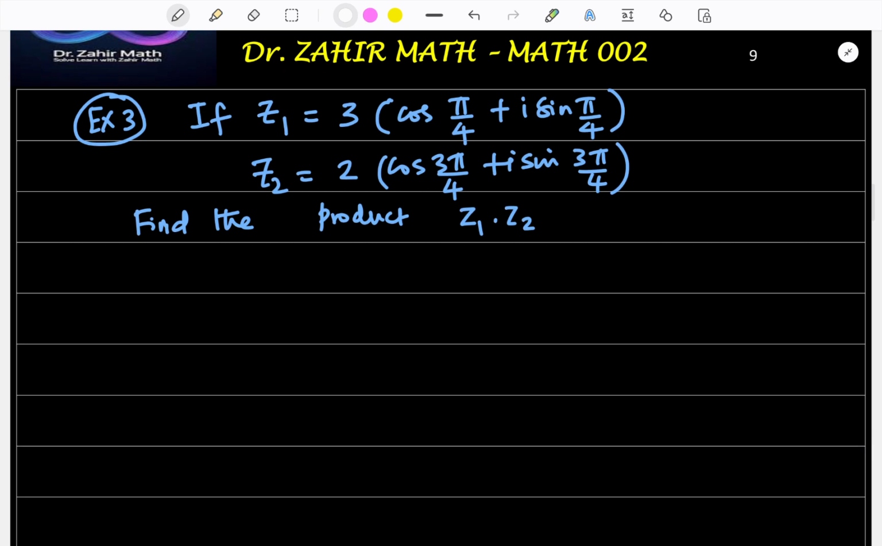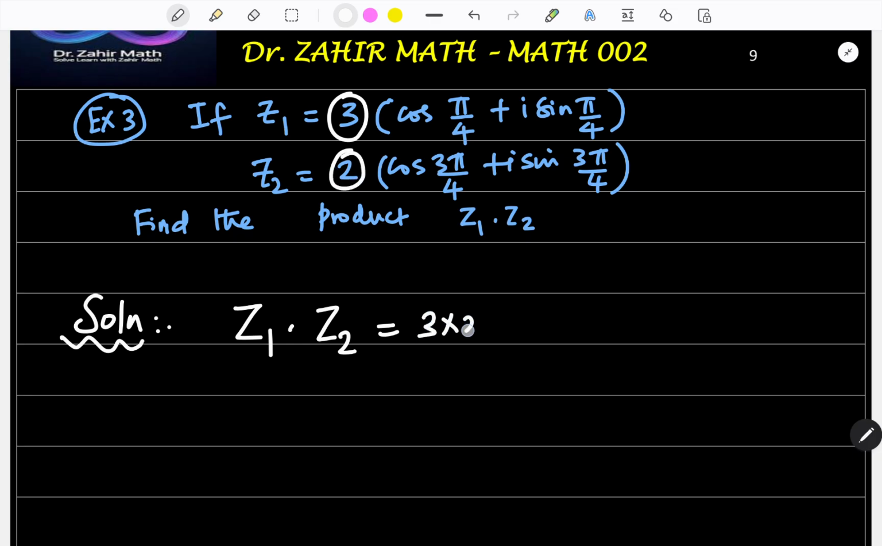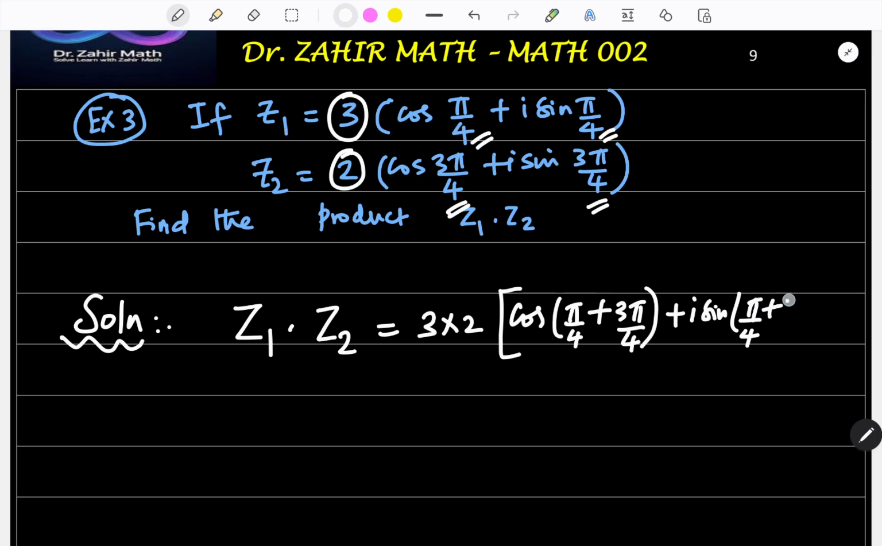Let us do one question. Z1 is given and Z2 is given. We are going to multiply the two complex numbers. What I said? You just multiply 3 into 2, bracket open, and the angle should be added, so it will be cosine of pi by 4 plus 3 pi by 4, plus i sine of pi by 4 plus 3 pi by 4. We are just adding. For Z1 multiplied by Z2, you can directly put it in the calculator 100% and you will get the answer 6.